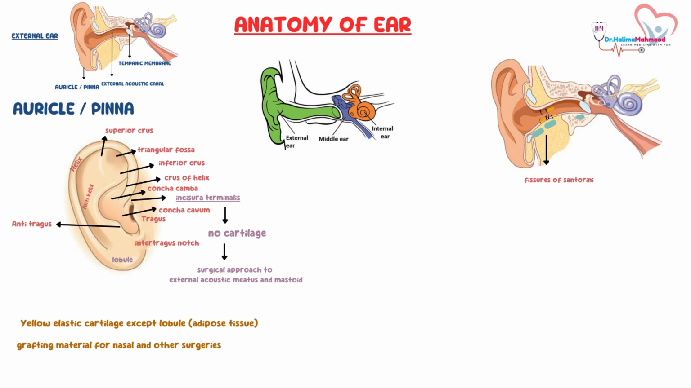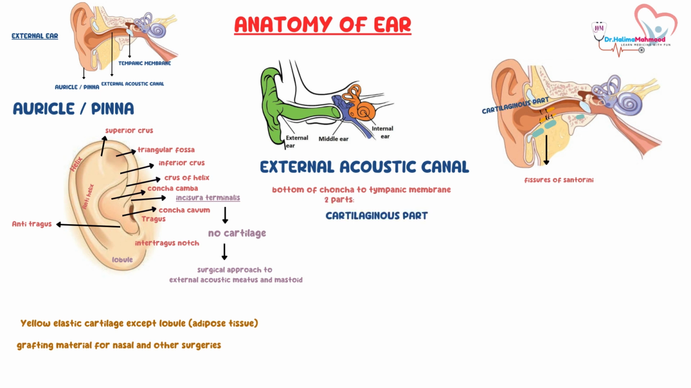Coming towards the second part of the external ear, that is the external acoustic canal. It extends from the concha to the tympanic membrane. When we watch it superiorly, it consists of two parts. The outer part is more upward and backward, while lower part is downward and forward. That's why we have to pull the pinna upward and backward to bring the two parts in alignment. The outer part is also known as the cartilaginous part. It forms the outer 1/3 of the canal.